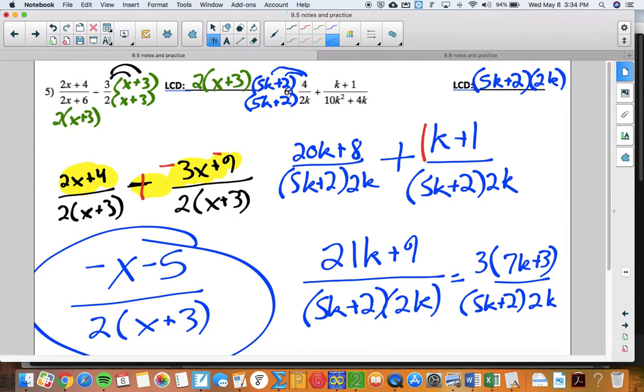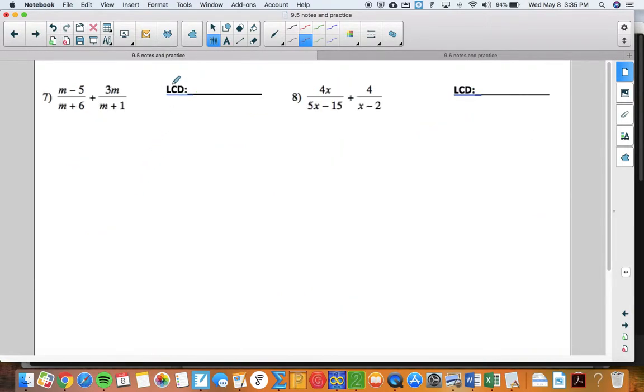This is all we can do. It's kind of a bummer. I really like these to cancel out, but they just don't. Now your answer key is going to have these, now that they're factored apart, actually multiplied together. So the top is going to be 21k plus 9, and the bottom is going to be 10k squared plus 4k. But you need to have it factored to know if you can cancel anything out, and then we can take a final step to put it back together.